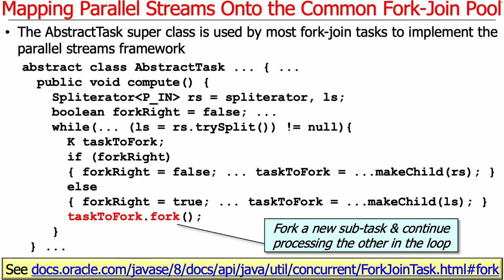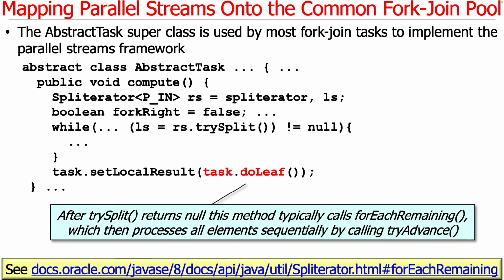And then after we figure out what task we want to fork, we go ahead and fork that task. Remember, what that does is stick that task onto the deck of the calling worker thread in the common fork-join pool, which will either run it or some other thread will come along and steal it. So that's basically saying, get yourself ready to run in parallel at some point.